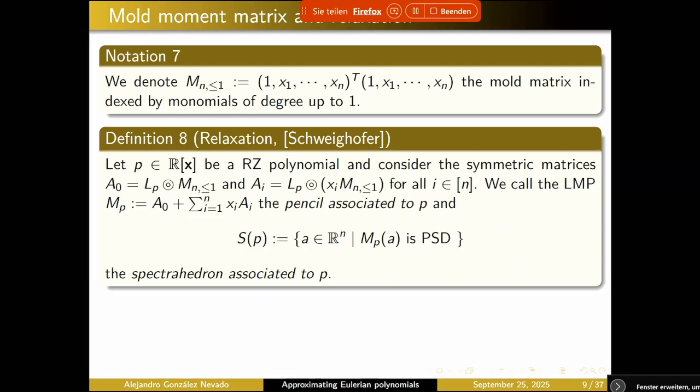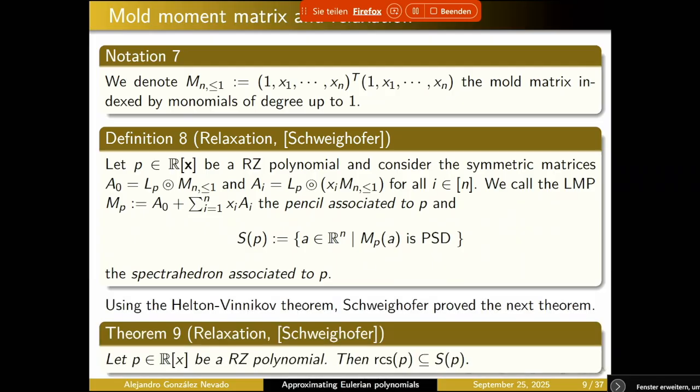Marcus proved it. This is positive semi-definite. So then if you use the Helton-Vinnikov theorem, you can actually prove that we are calling it a relaxation. We define it, and then we want to see that it's a relaxation. You can see that this actually defines a relaxation. The rigidly convex set of the original polynomial is included in this spectrahedron.